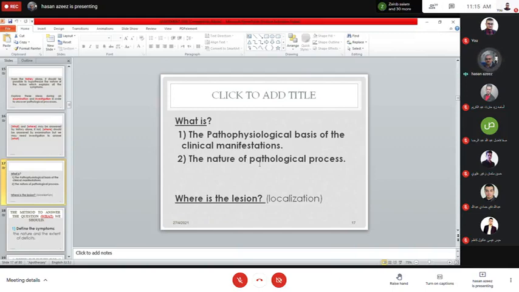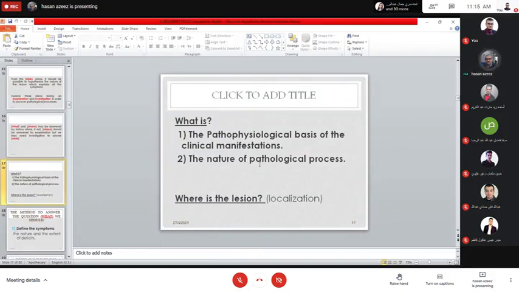Second, the nature of the pathological process. What is the nature? The nature of the pathology primarily depends on the temporal profile, and we will talk about temporal profile later on. So what is the lesion here? What is the pathophysiological basis of the clinical manifestation, and what is the nature of the pathological process?